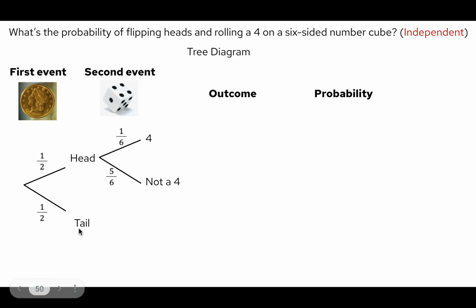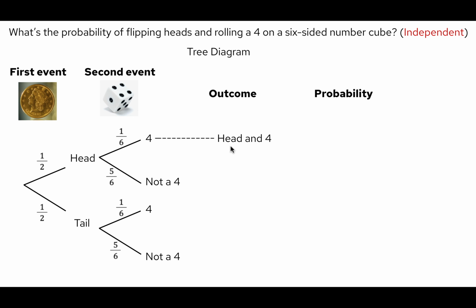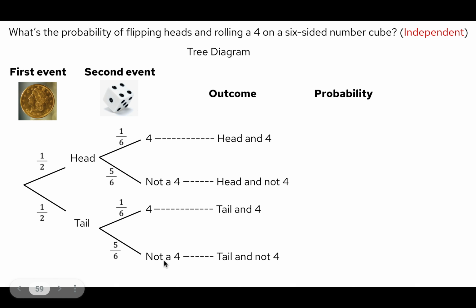Now, if I get my tail, I could get a 4, or I could get a not a 4. And the same thing: the probability of getting a 4 is 1/6, and not a 4 is 5/6. Now let's look at the outcomes. For the first one, I could get a head and a 4. The second one, I could get a head and not a 4. I could get a tail and a 4, or a tail and not a 4.